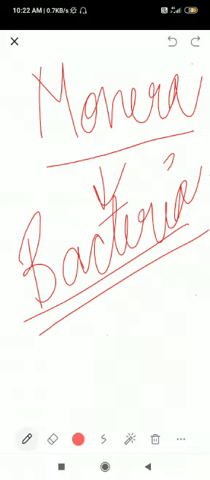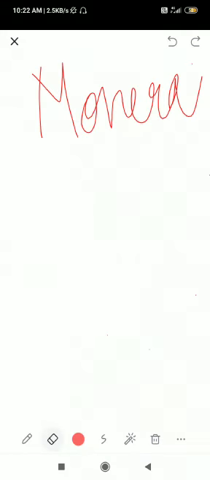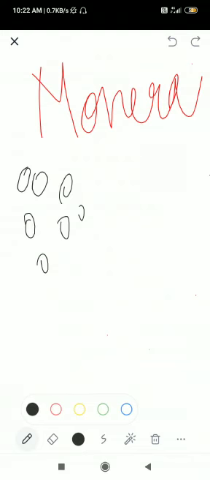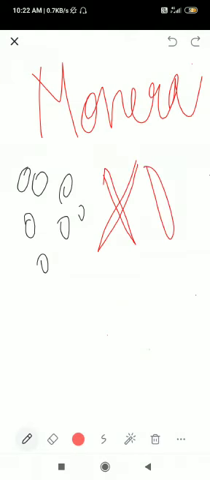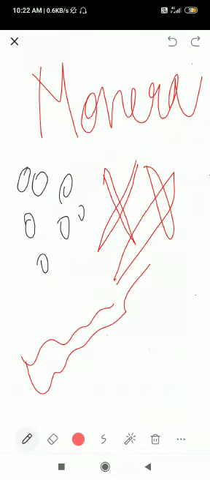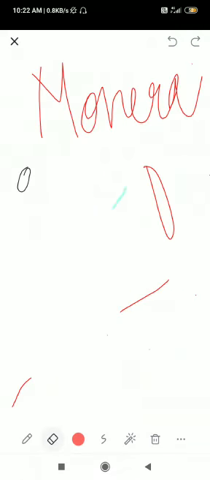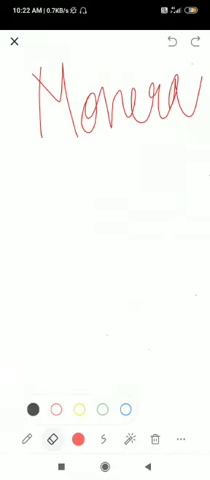Okay, so let us see the various shapes of bacteria. The shapes of bacteria are like cocci shape. First of all, let's make the cocci shape. Cocci is spherical, like this. Next, we will see bacillus. Bacillus is rod shaped. Next, we will see spirillum, that has flagella at the end. And next, we will see vibrio, that is comma shaped. This is vibrio.